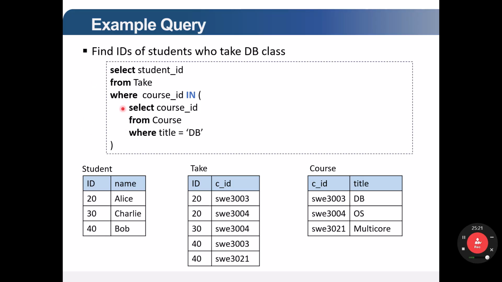So let's read this inner query first. In this inner query, we are accessing course table and check its title column, and we only select those records with database in title column, and we retrieve its course IDs. So here we have course table, and we scan this table and check if the title matches DB, the first record matches, and we select SW3003 from this inner query.